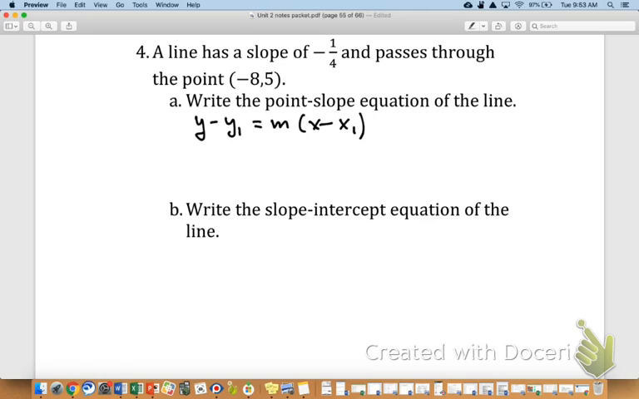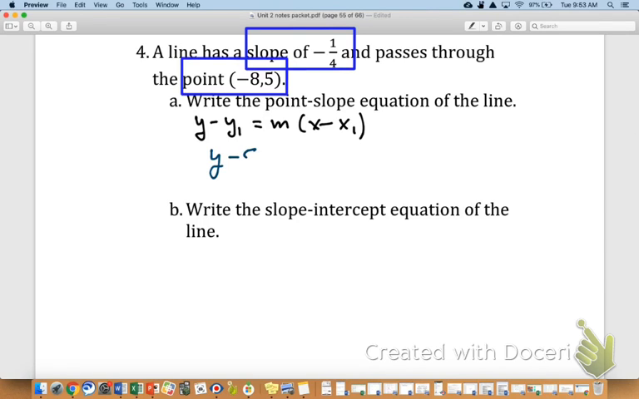Okay. Do you distribute the m? When we get to part B, yes. But for part A, no. If I just plugged it in, would that be the answer? Well, you have to have your m in there. Your m is negative 1/4. Oh, like that? That makes more sense now. Yeah. Okay, so A should look like this.